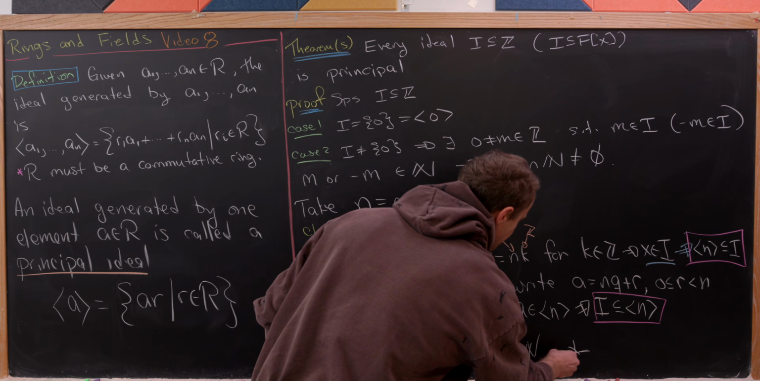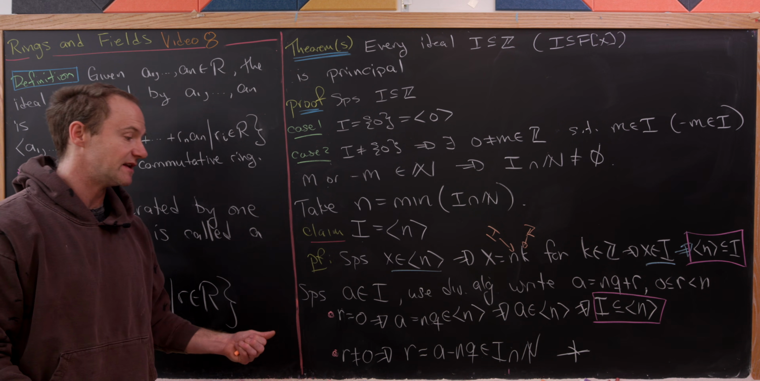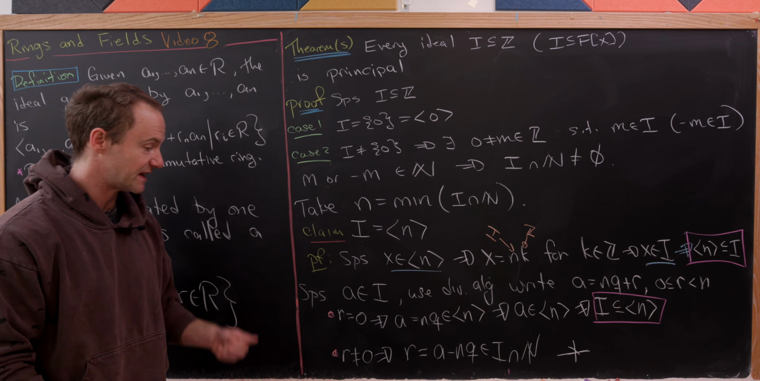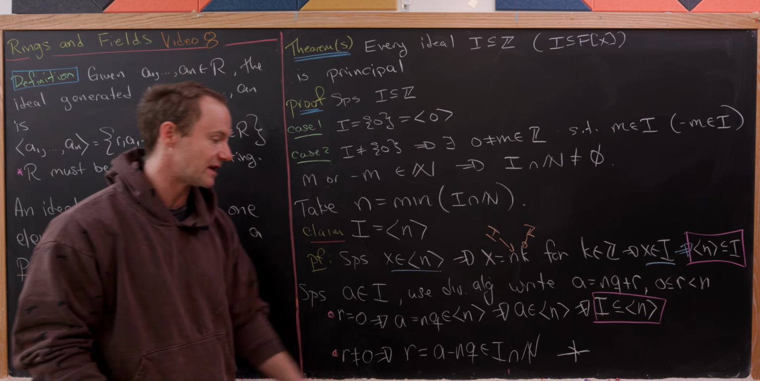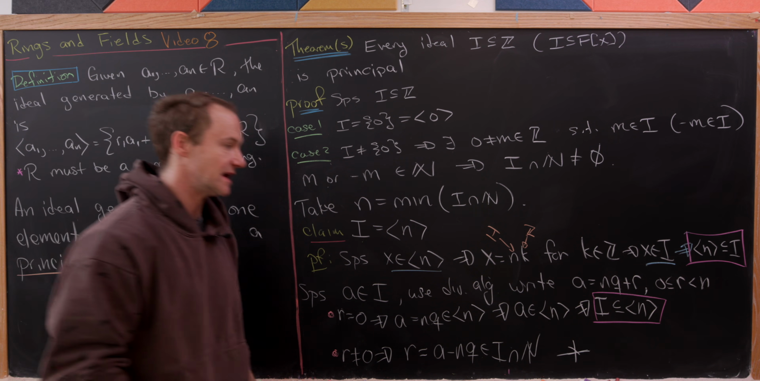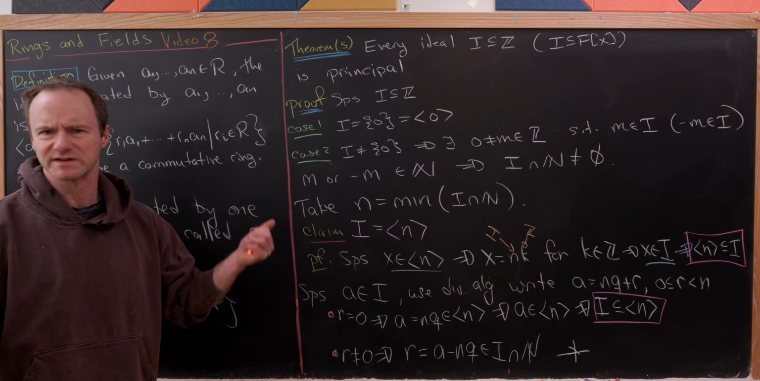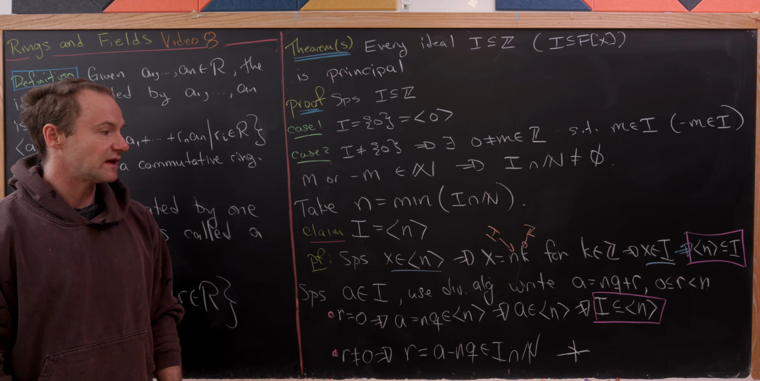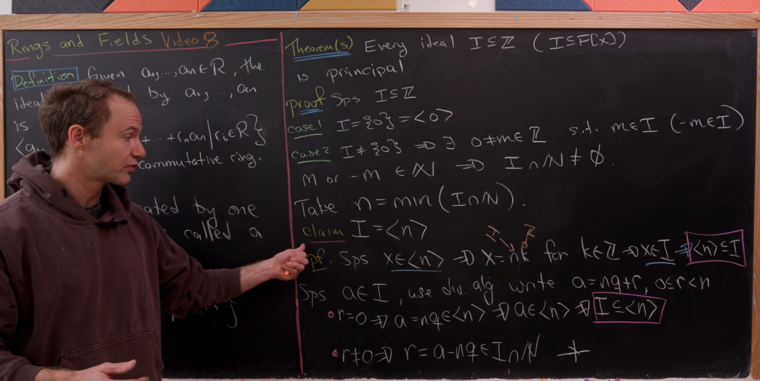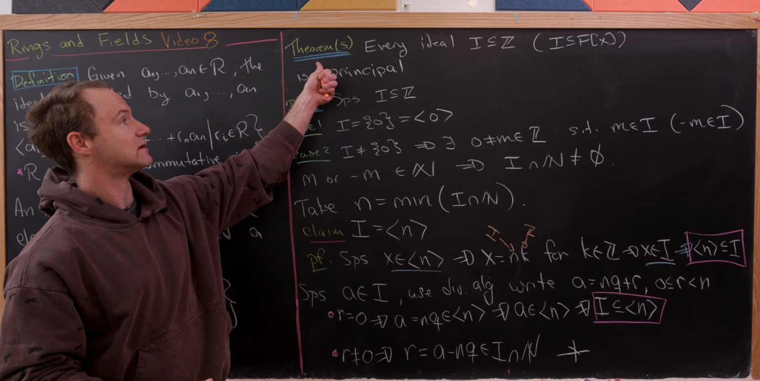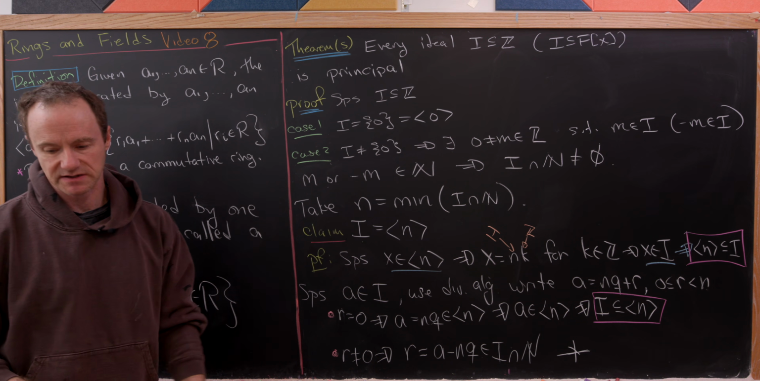But that's a contradiction. That contradicted the minimality of n, because notice what we have is an element of I intersect the natural numbers which is smaller than the smallest element in that set. But of course, that's impossible. But then we have it. We ended up proving that our ideal is a principal ideal.